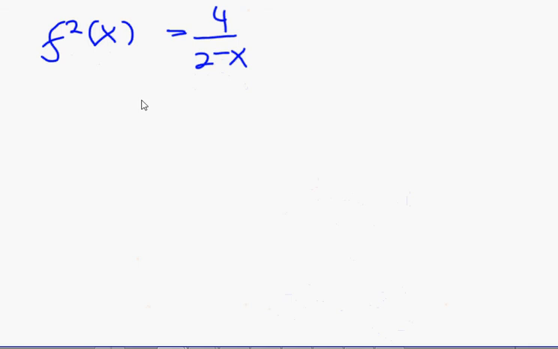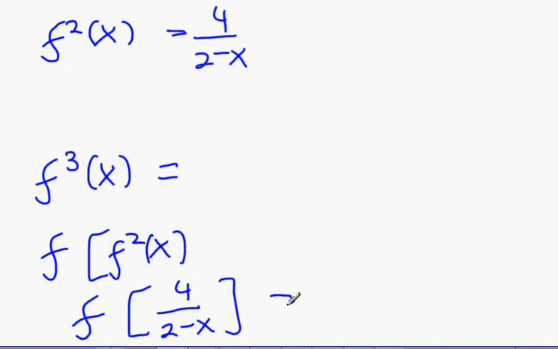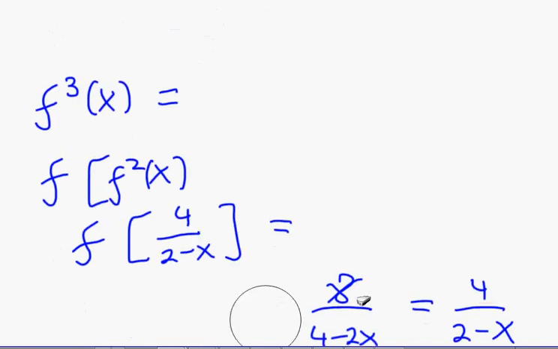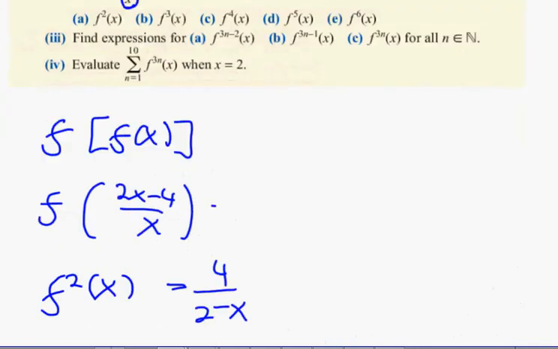f3x is going to be f of f2x. And we know that f2x is 4 bracket 2 minus x. Now we have to put that in every x position there is in the f function. So what's the f function again? 2x minus 4 over x. Okay, so 2x minus 4 all over x.